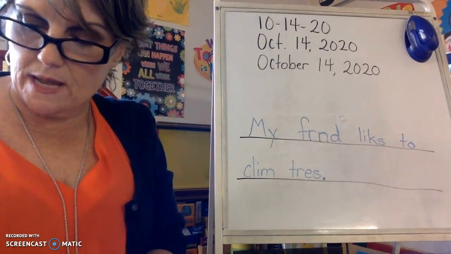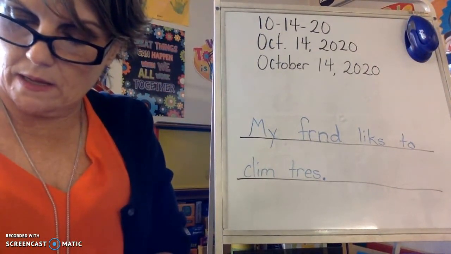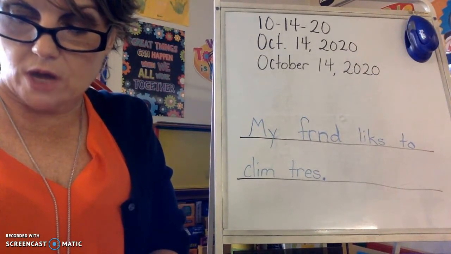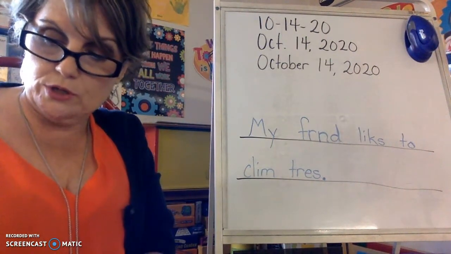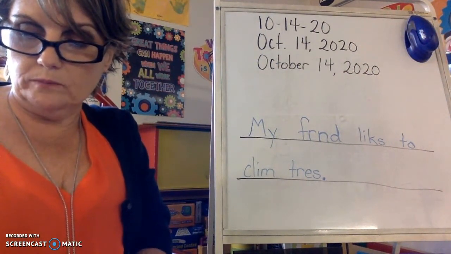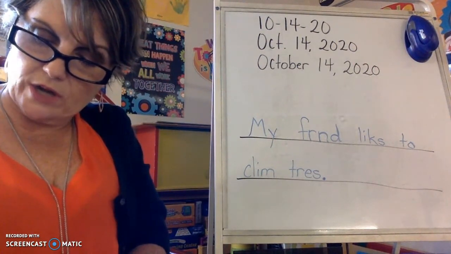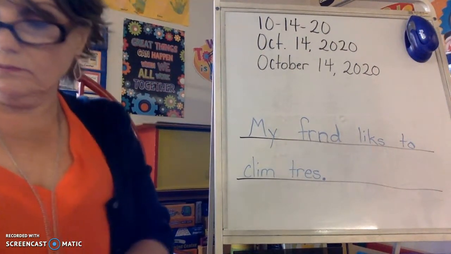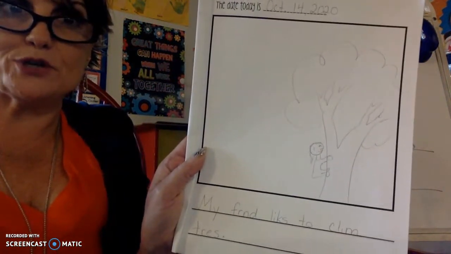If you make a mistake, you can erase. If you can't make a mistake, you can't make anything. Now remember, Mrs. Hensley is not what? An artist. We will leave that up to Mrs. Scott. Okay? Mrs. Hensley is not an artist. Okay, I've got my friend trying to climb the tree.